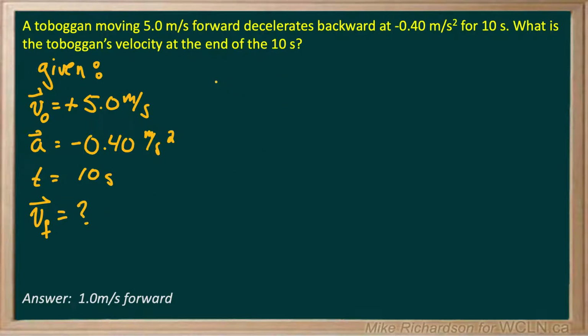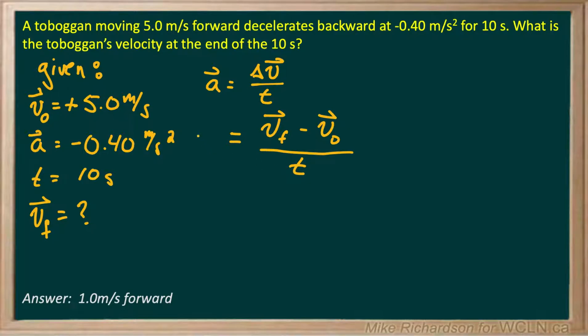Now we know the equation. Acceleration is change in velocity divided by time. Now change in velocity is always final minus initial. Change in anything in physics is V final minus V initial. So that's the top of your equation. The bottom, we're dividing it by time. So A equals V final minus V initial over T. And we want to get V final by itself. So we're going to do some algebra.